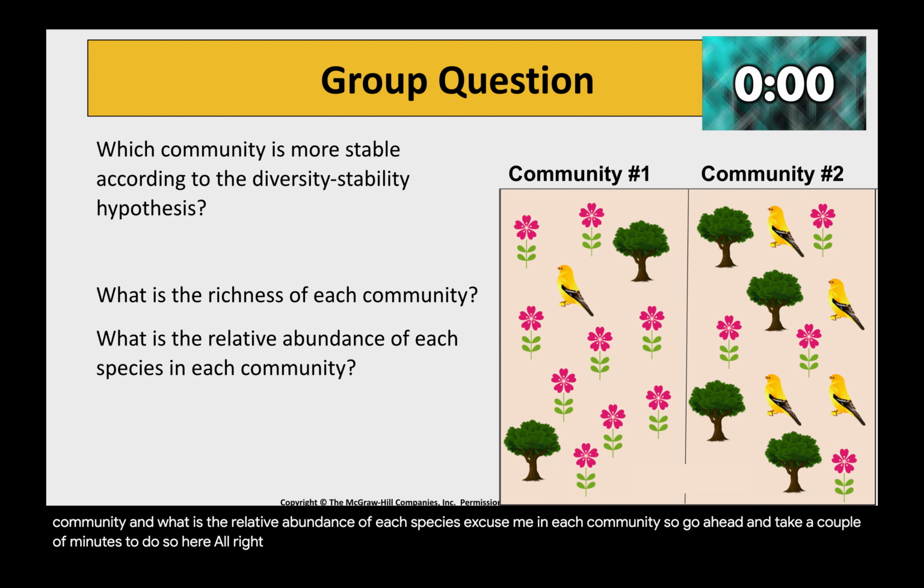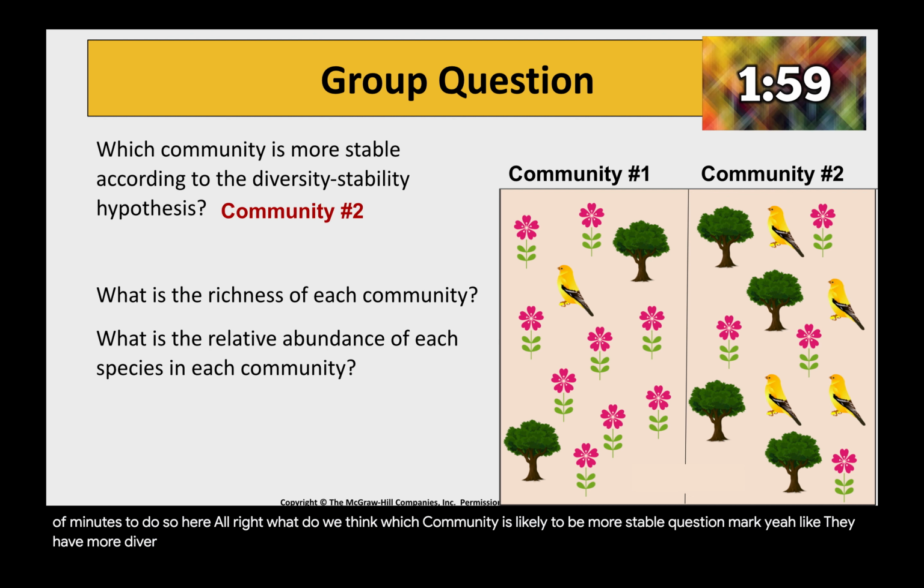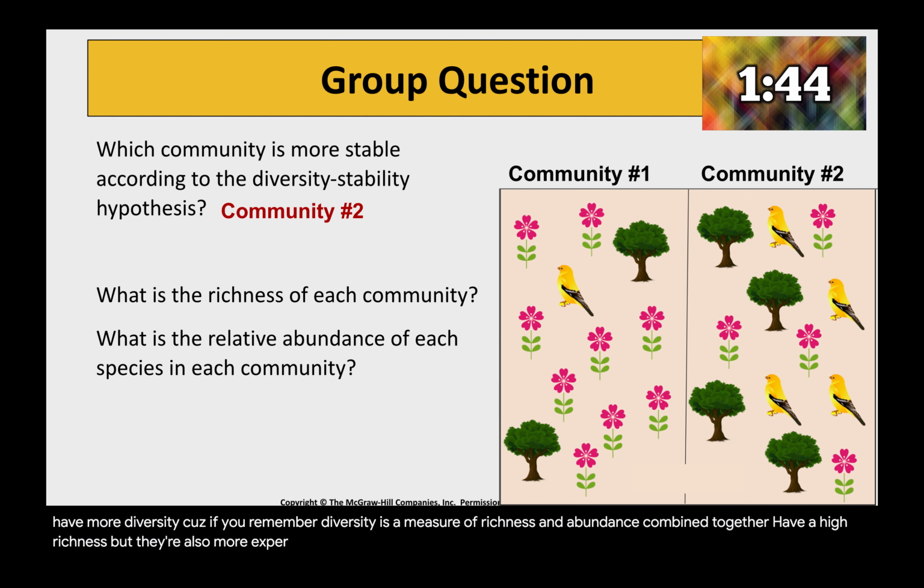All right, what do we think? Which community is likely to be more stable? Yeah, likely community 2, right? They have more diversity, because if you remember, diversity is a measure of richness and abundance combined together. This has a high richness, but they're also more equally important. So they have a higher diversity.